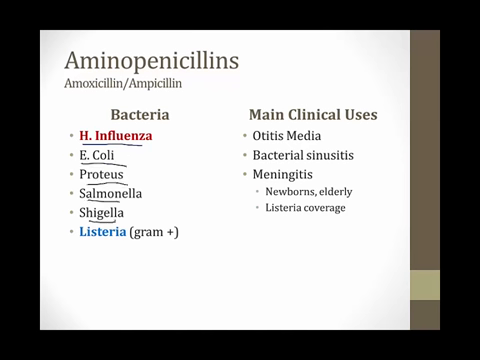The aminopenicillins are also often used to treat listeria. Now, listeria is a gram-positive bacteria, and it can be treated with penicillin, but it's often treated with the aminopenicillins so that you have coverage for listeria plus these other bacteria. So the main clinical uses of these drugs are situations where there are gram-positives and some gram-negatives that are both potential causes of the infection.